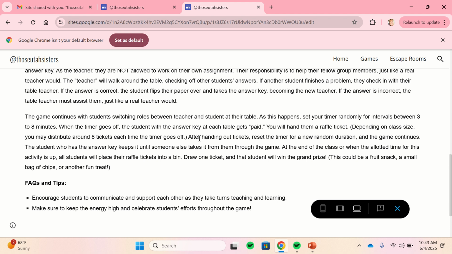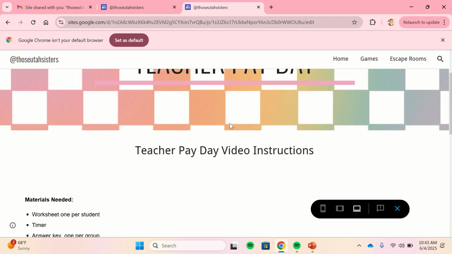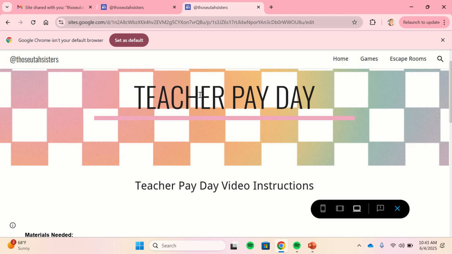Now, a couple tips and tricks. Encourage your students to communicate and support each other in their learning, just like a teacher truly would. And then make sure you keep the energy high. Celebrate students' efforts throughout the game. Recognize them as the teacher. Recognize them when they get paid. Make payday a big celebration, things like that.